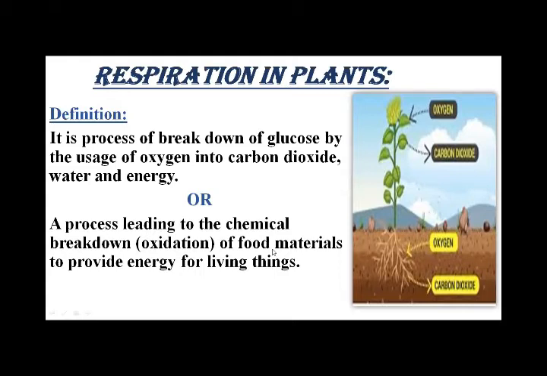And what is the food here? Glucose. Here we are talking about glucose. So there is a breakdown of glucose in the presence of oxygen. That is why we call that process oxidation. Chemical breakdown means oxidation, which means something is broken down in the presence of oxygen, to provide energy for living things. I hope it is clear.